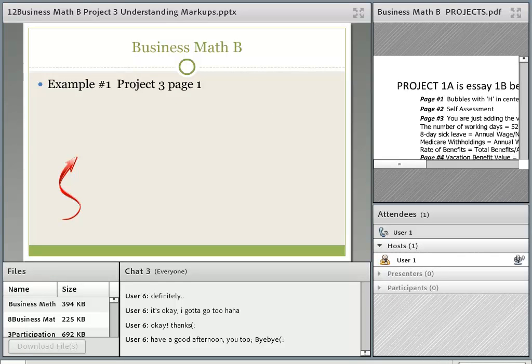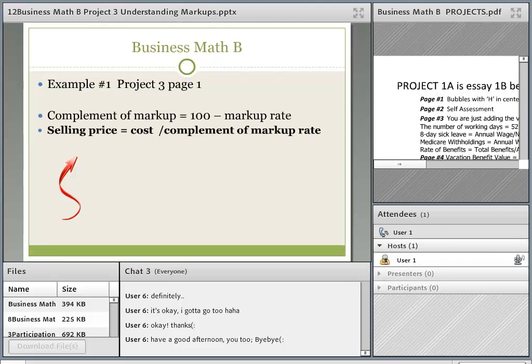Okay, we're going to go to your project now, and it's your project 3, page 1. We're going to look at some of these formulas. One of the things you're kind of aware of is that the complement of a markup is when you take 100 minus that percent. So basically, say your percent is 30, the complement of 30 would be 70. Does that make sense? Then, to find your selling price, you're going to take your cost and divide it by the complement.